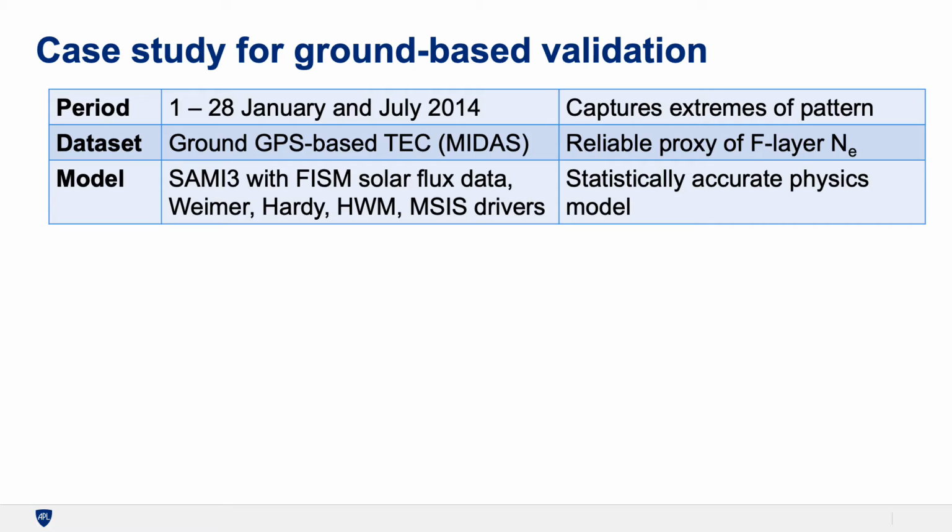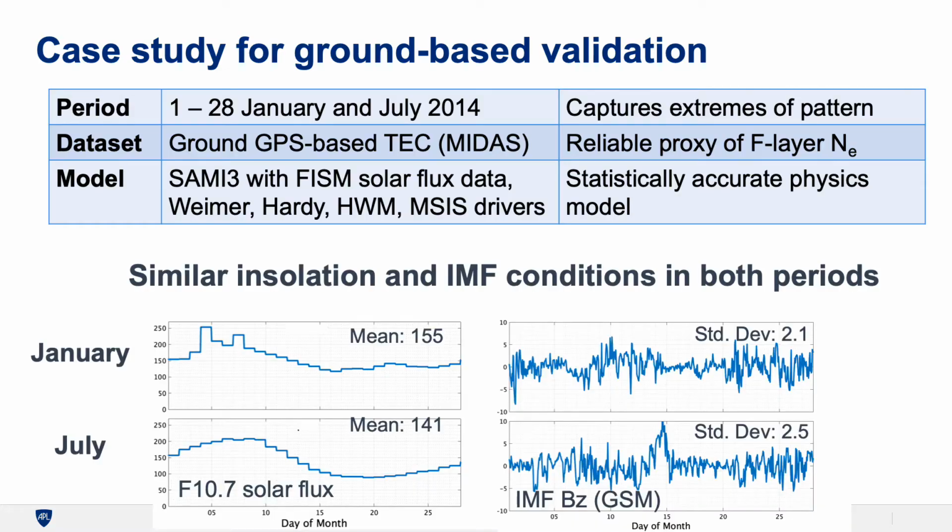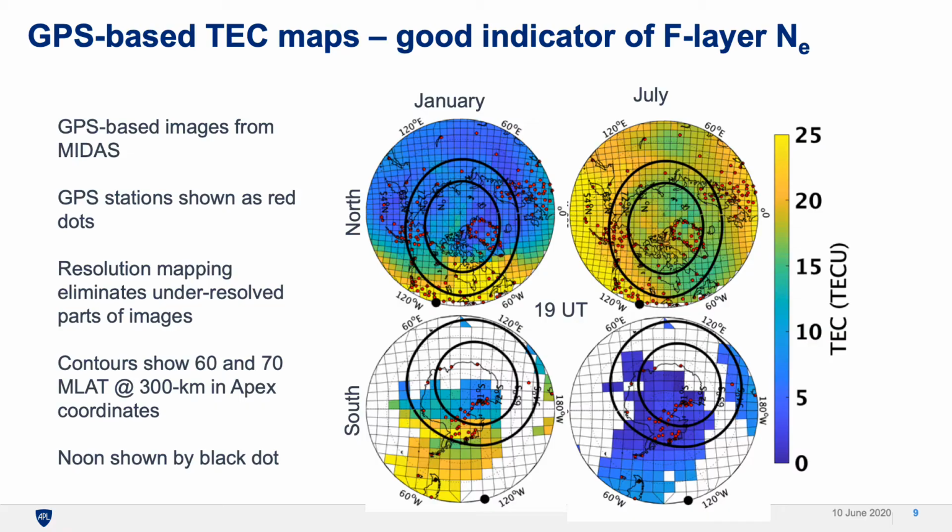So this model is completely independent from the data, but it's a statistically accurate representation of the physics in this case, and I'll show evidence of that later. So the 2 months actually have very similar insolation and IMF conditions. So the F10.7 index of solar flux is around 155 in January and around 141 in July. The IMF Bz also has a similar standard deviation, 2.1 in January and 2.5 in July. So I think these 2 months are a good comparison period.